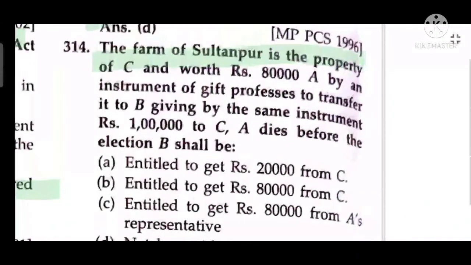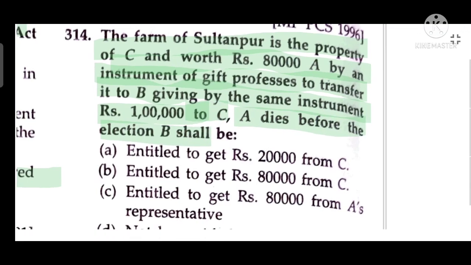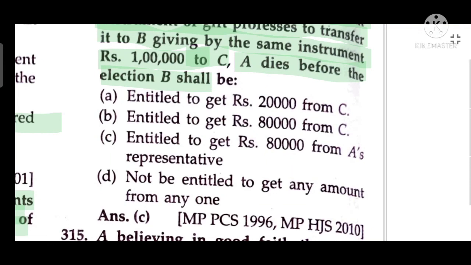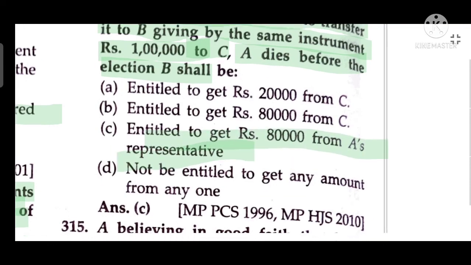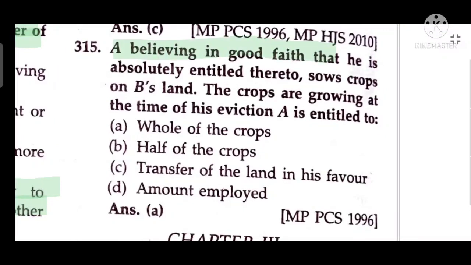The farm of Sultanpur is the property of C and worth rupees 8,000. A, by an instrument of gift, professes to transfer it to B, giving the same instrument rupees 1 lakh to C. A dies before the election. B is entitled to get 80,000 from A's representative. A, believing in good faith that he is absolutely entitled thereto, sows crops on B's land. The crops are growing at the time of eviction. A is entitled to the whole of the crops.